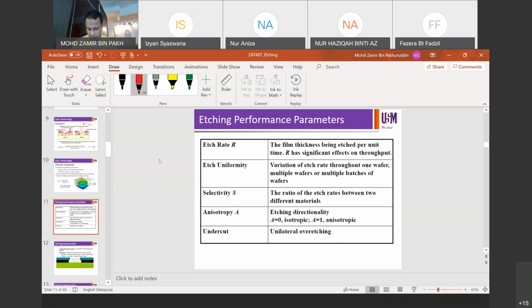So let's test your understanding so far. If your etch rate is higher for your process, will the throughput be higher or lower? What do you think? Throughput again is through that particular process, in time. If you have a higher etch rate, will your throughput be higher or lower?